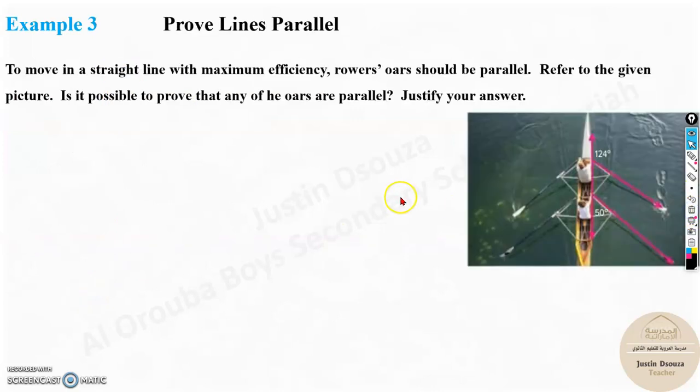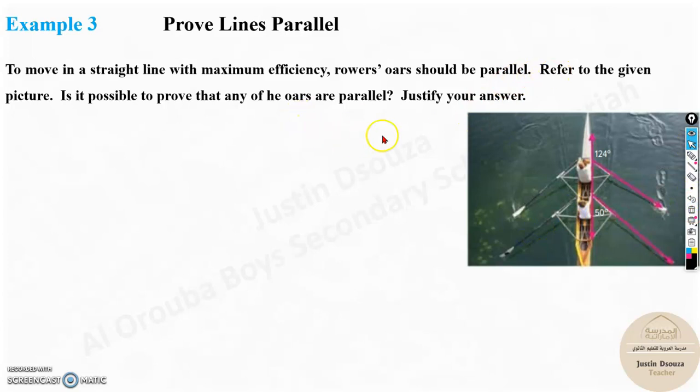We will see one more problem over here, a real world problem. Prove lines parallel. We have to prove whether they are parallel or not. Now, to move in a straight line with maximum efficiency, rowing is moving this oar to go forward in this boat. Oars are these, which are used to go ahead. So the rowers' oars should be parallel. If they are parallel, you can go with maximum efficiency. Say not this and this, but this and this must be parallel, these lines, okay?